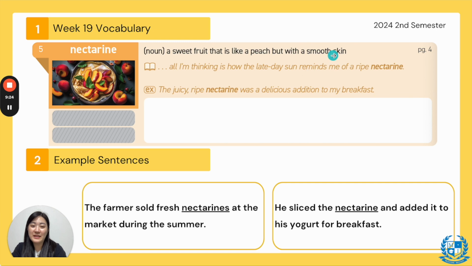This one, the first sentence is saying that the bright sun, the yellow and orange of the sun, looks like a nectarine. Down here, it says the farmer sold fresh nectarines at the market during the summer. All this nectarine talk is making me hungry. Next one, it says he sliced the nectarine and added it to his yogurt for breakfast. Oh, that's a very good idea. Maybe I should do that tomorrow.